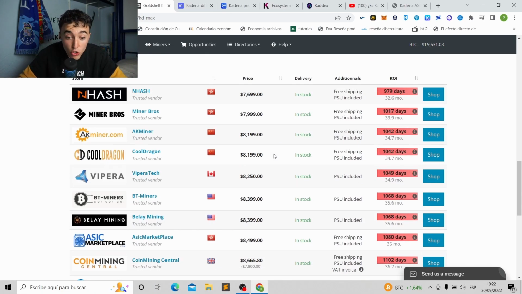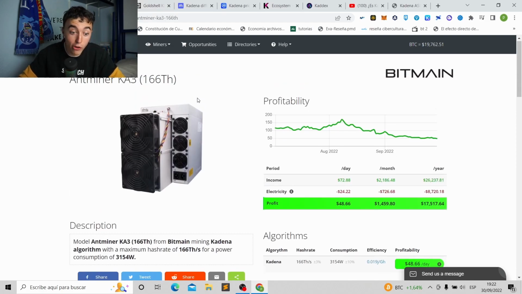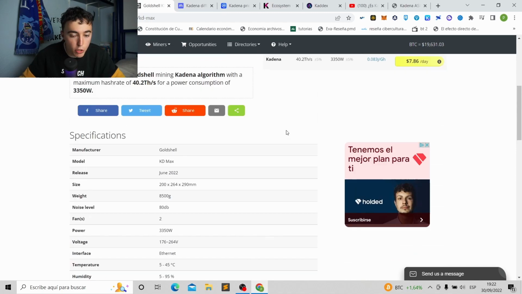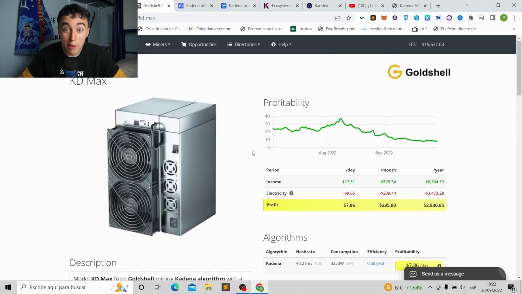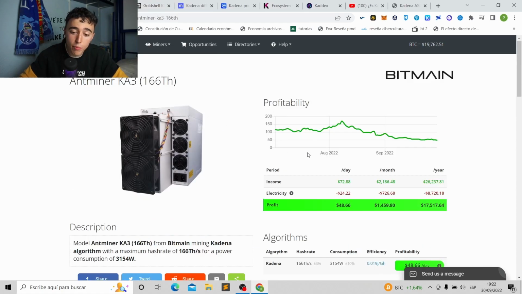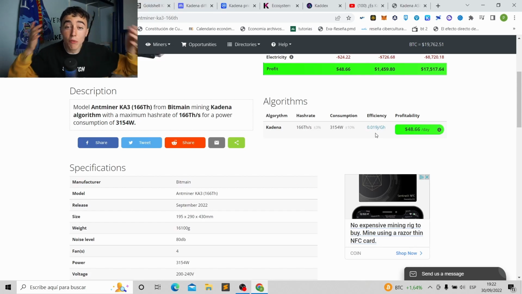Why? Because it costs $8,000. It costs even more than the Bitmain miner, and it is not going to generate anything because it's generating 1/4 using the same electricity. Their efficiency just died, okay? I think the efficiency we can see here is 0.08 joules per terahash, 0.019. It's crazy, okay? It's crazy.